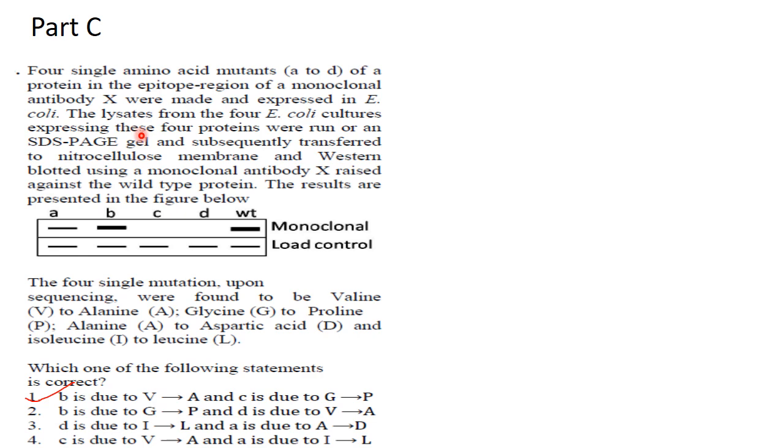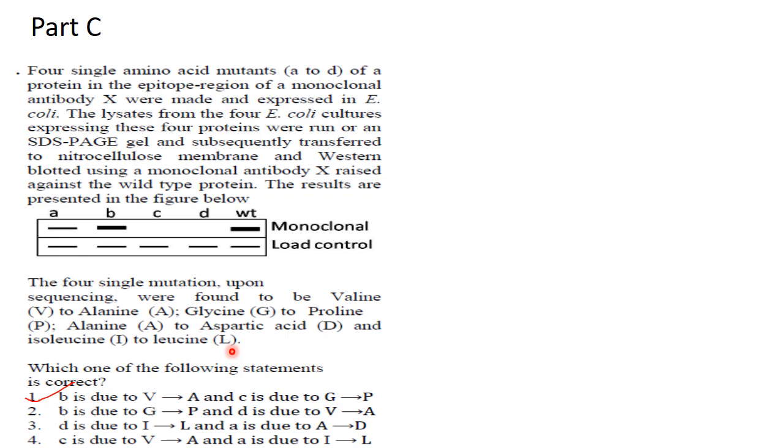and they ran an SDS-PAGE gel and transferred it to a nitrocellulose membrane and conducted a Western blot experiment using monoclonal antibody X raised against the wild type protein. So they expect that this antibody should go and bind to this particular epitope region which they have mutated. The 4 single mutations upon sequencing were found to be valine to alanine, glycine to proline, alanine to aspartic acid and isoleucine to leucine.